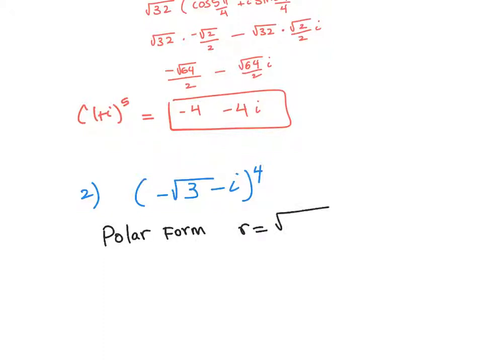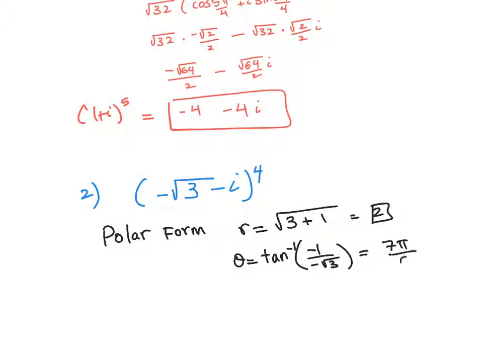So r is equal to the square root of a squared, which is 3, plus b squared, which is 1, and that's going to give me root 4, which is 2. Theta is equal to the inverse tangent of y over x, and that will give me inverse tangent of 1 over root 3, which is equal to 7 pi over 6. Now, why 7 pi over 6? Because a is negative, b is negative, so then I'm going to be in the third quadrant. So it's the pi over 6 family, and I want it in the third quadrant, and that's the 7 pi over 6.